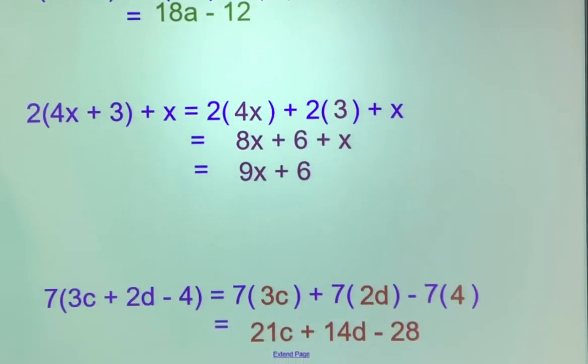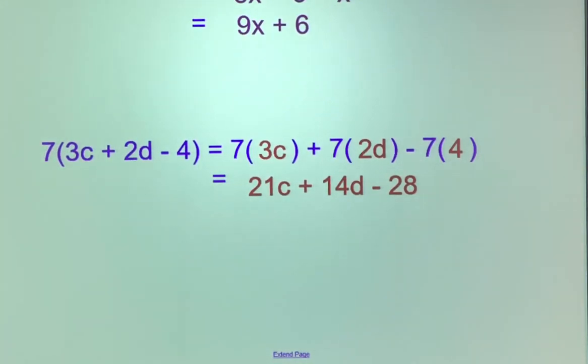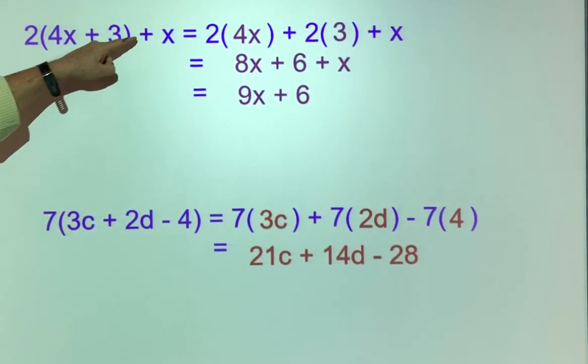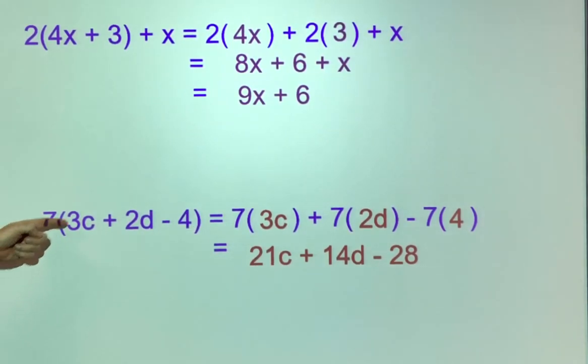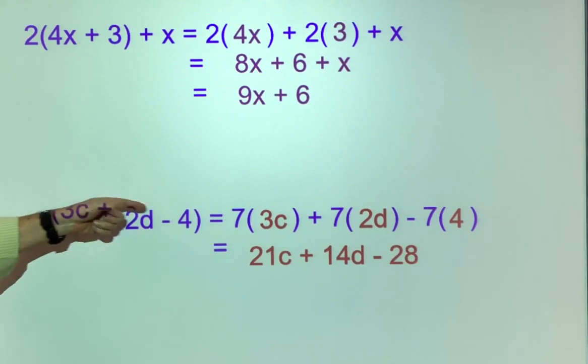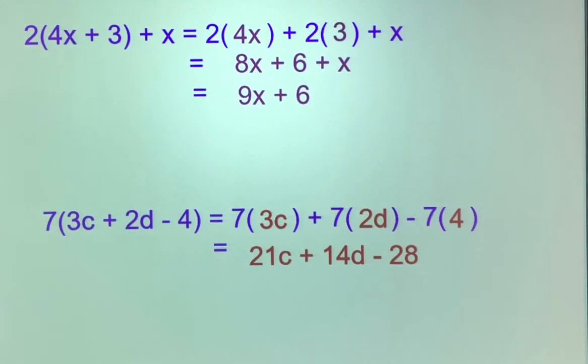And for the last example, looks like I've already got it filled in for you, but let's go ahead and take a look at it. It says 7 times the sum of 3c plus 2d minus 4. The difference here, the plus x was on the outside of the parentheses, the minus 4 is on the inside. So we are going to go ahead and distribute this 7 across everything in this expression. So we would have 7 times 3c plus 7 times 2d minus 7 times 4, which would simplify to 21c plus 14d minus 28.